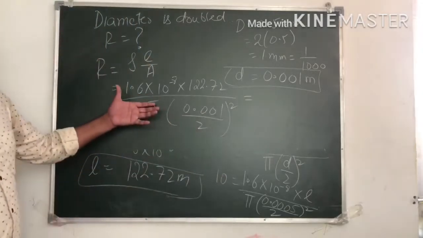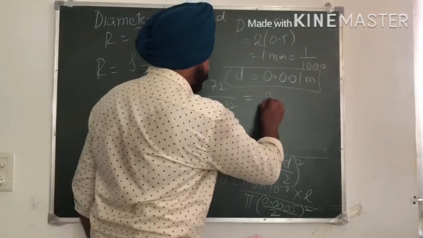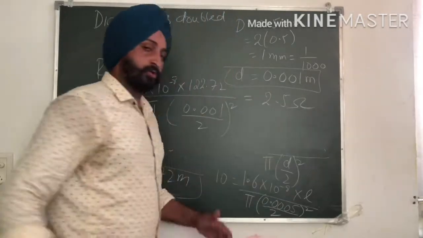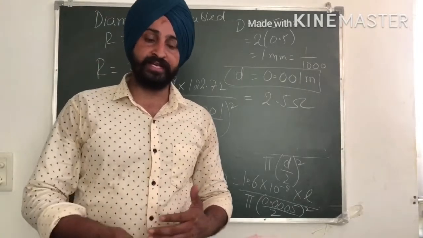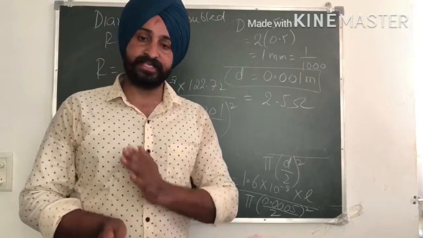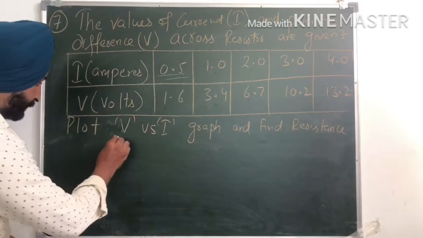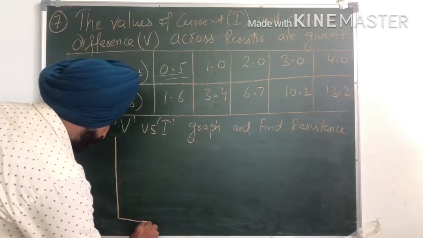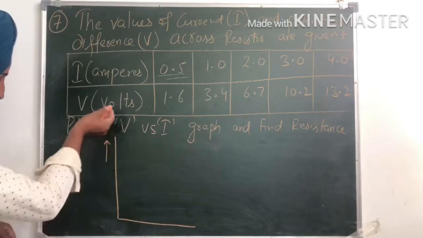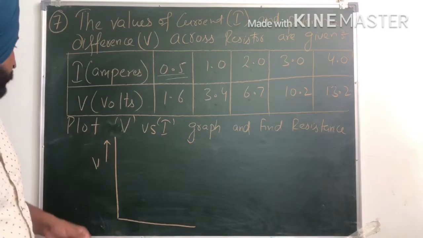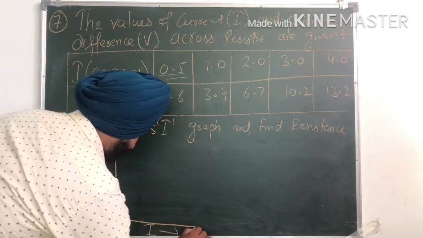Now by solving this numerical value, we will get the answer, and that will be equal to 2.5 ohm. So new resistance will become 2.5 ohm when we are doubling the diameter of that wire, keeping its resistivity and length same. Now to plot this graph, I will be taking potential on vertical axis V over here and current on horizontal axis in this direction.